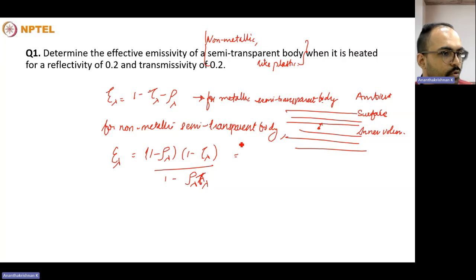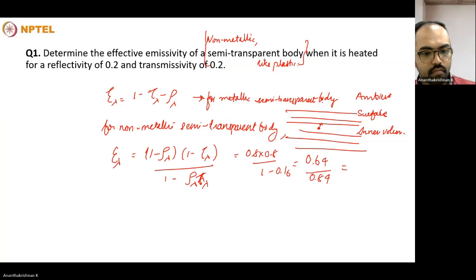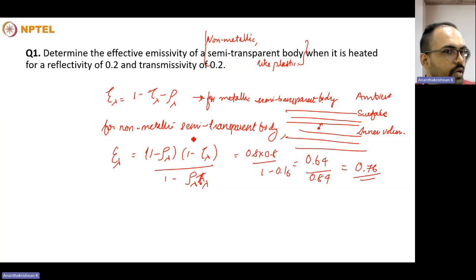Given these two are 0.2, this will be 0.8 multiplied by 0.8 divided by 0.84. It will be 0.64 divided by 0.84. The spectral emissivity will be given as 0.64 divided by 0.84, about 0.76. But if you had taken 0.2 and 0.2 directly for the metallic body, it would have arrived at an emissivity of 0.6. So that is the difference for a non-metallic semi-transparent body.